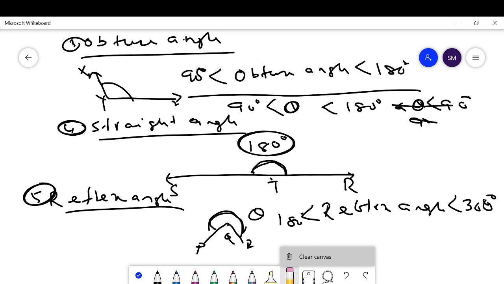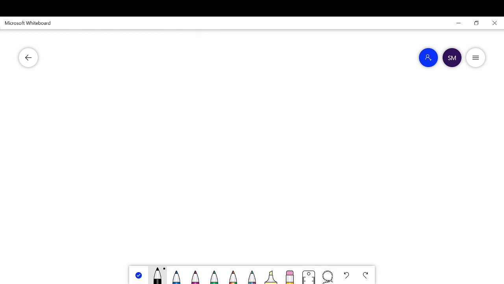Next, what do you mean by complete angle, whose measure is 360 degrees? Suppose it is a point, and the angle around the point measures 360 degrees. This is called a complete angle. Okay, then next, what do you mean by complementary angle?